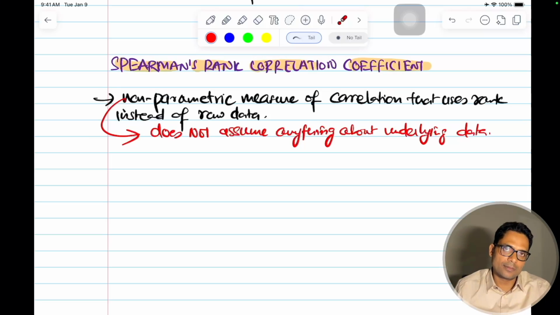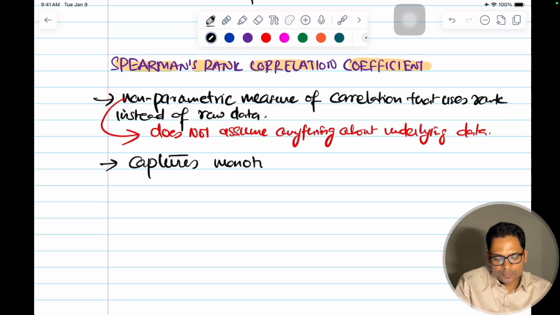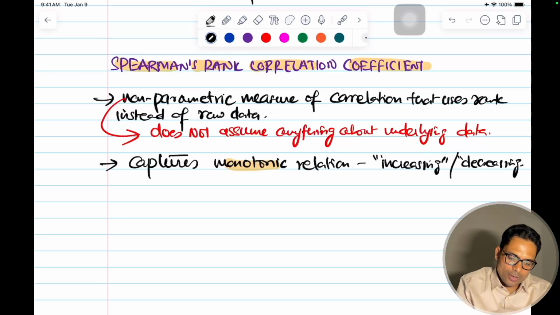First, it orders the data in rank 1, 2, 3, 4, and then it compares. The third thing is that it is monotonic. It captures monotonic relations. Monotonic means increasing or decreasing, whatever the direction. The word monotonic is important. It means if x increases, y also increases. It may or may not be linear, not necessarily linear.